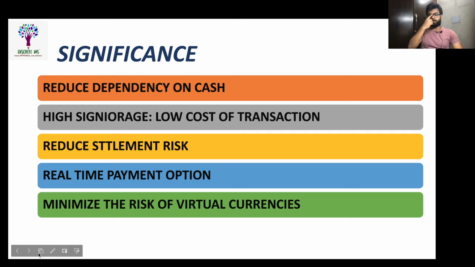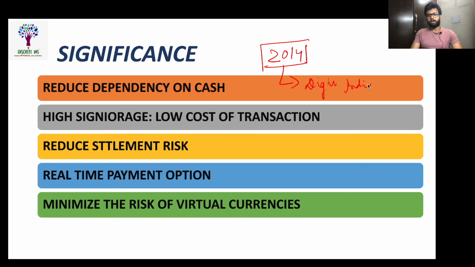But what is the significance of this digital currency? What is the use of this? After 2014, you might know our honorable Prime Minister is promoting digital currency and Digital India. Under this Digital India program, one of the major objectives is to reduce physical cash flow. So this digital currency will reduce the dependency on cash, on the 100 rupee note, 10 rupee note, and 2000 rupee note.